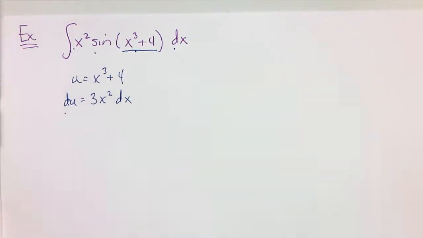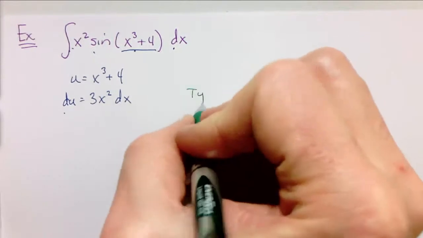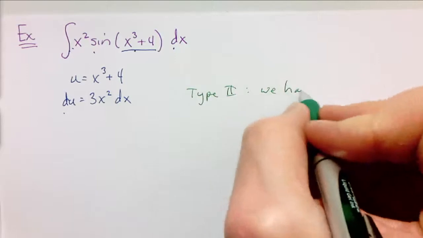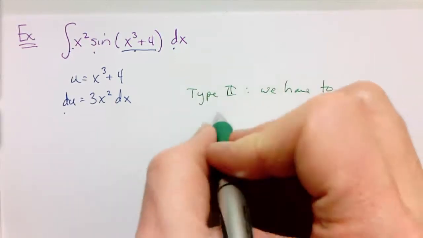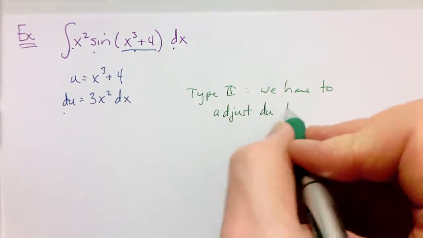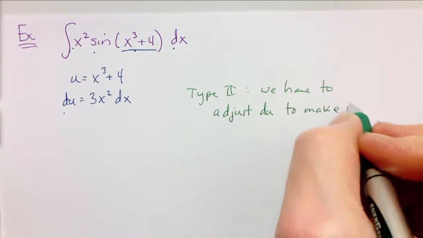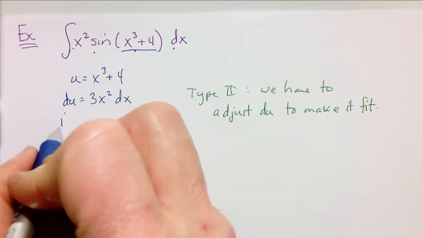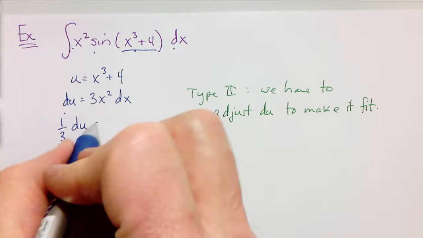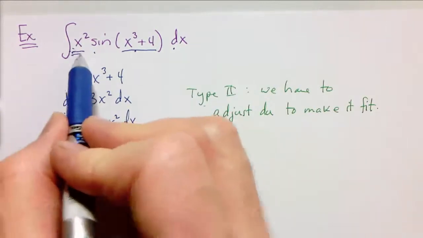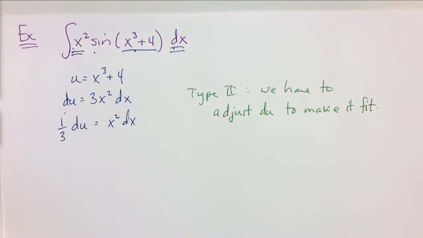Right. So in a type 2, we have to make a numerical adjustment. I'll just say we have to adjust du to make it fit. And this is usually just a numerical adjustment. All right. So if I multiply both sides by 1/3 here, I get 1/3 du equals x squared dx. So 1/3 du is exactly what I need to make the substitution.